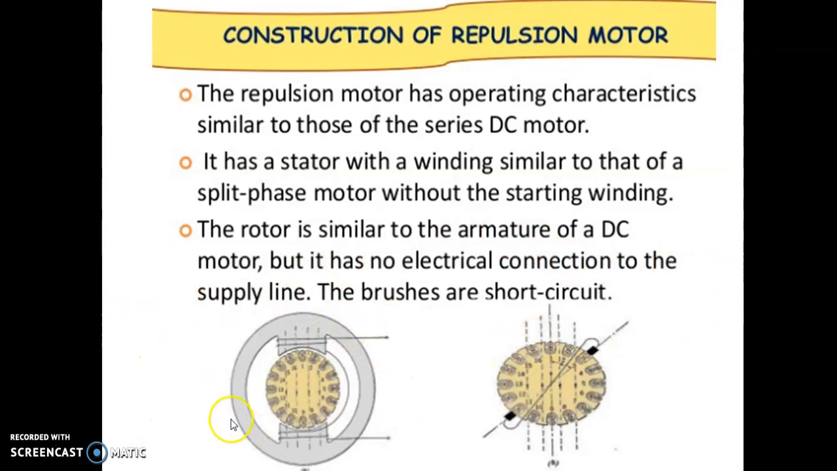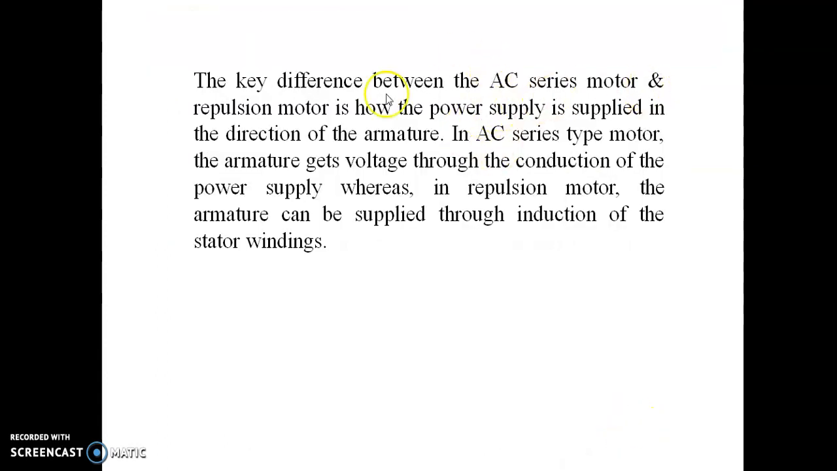Now when we look into the first diagram, we can identify that the stator leads are taken outside for connecting to the AC supply, whereas in the second diagram, we can identify the stator slots having armature conductors accommodated and the brushes short circuited, and the armature slots are numbered from 1 to 16. The difference between the AC series motor and the repulsion motor is that whenever we provide AC supply, the armature gets the voltage in case of the AC series motor through conduction, whereas in case of a repulsion motor, the stator windings are energized and by induction principle, the armature gets the voltage.